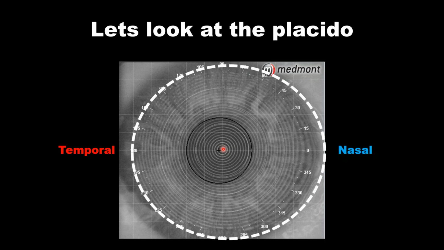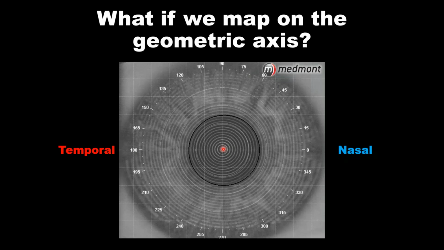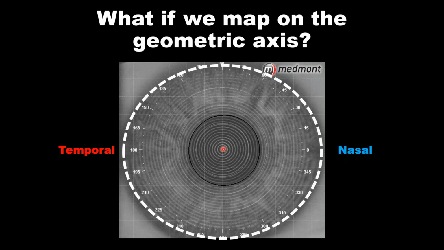Now, if we consider that our topographies are really skewed to the nasal side, then we really aren't understanding if the eye has any natural displacement. Is the eye naturally displaced nasally? Is the eye naturally displaced temporally? Or is it a very symmetric eye? You really don't know unless you have a geometric capture. So that's why we do a geometric capture and try to center the placido so that it's equal distance all the way around from the borders of the visible iris.